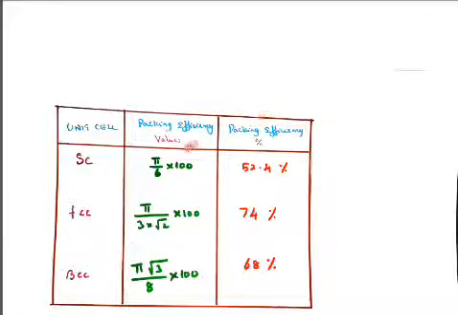Here I have written all the packing efficiency values and packing efficiency in percentage. I have written for simple cubic pi by 6 into 100, for face centered pi by 3 into root 2 into 100, for BCC pi into root 3 by 8 into 100: 52.4%, 74% and 68% is the packing efficiency alone I have written. In case the exam asks what the empty space or vacant space is, in percentage you should write 100 minus this value and give that as the answer.